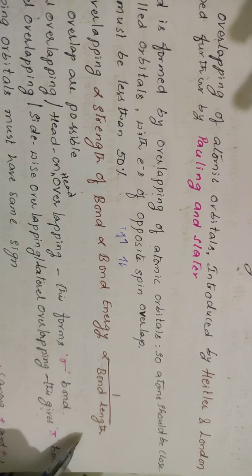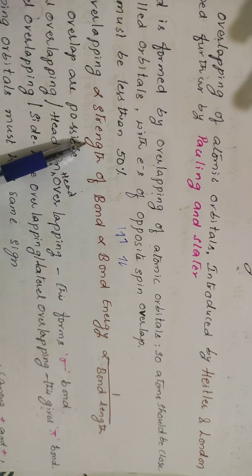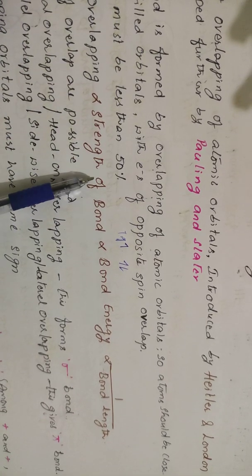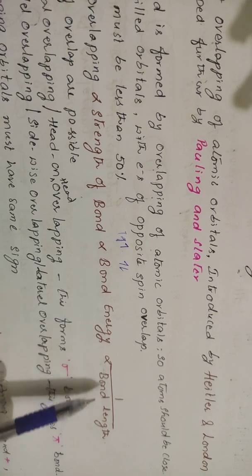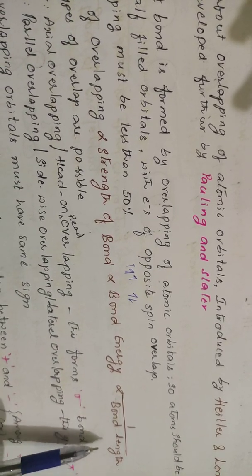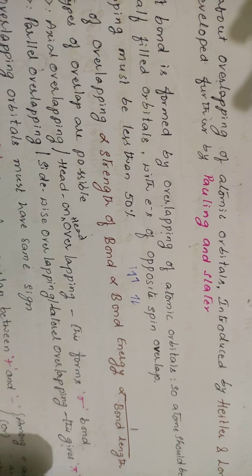The bond length will be less. This is the criteria: the more the overlapping, the more the strength of the bond, the more the bond energy, and the length distance between the two atoms will be very less. Okay, these are the rules they are stating.